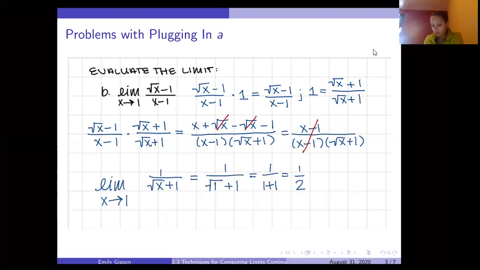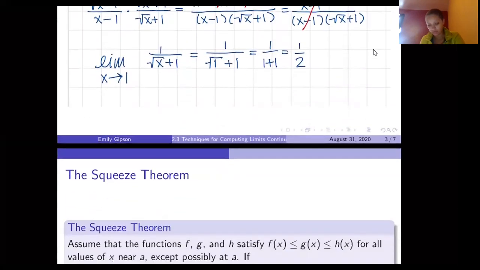So even though this was a little more complicated, a little bit more involved, there's still things you can do that make this pretty manageable. And the goal is always to take something complicated, maybe it gets a little more complicated, but the goal is to make it into something simple, something where you can just plug and chug. So now that we've talked about plugging and chugging, let's talk about what goes on with the squeeze theorem.